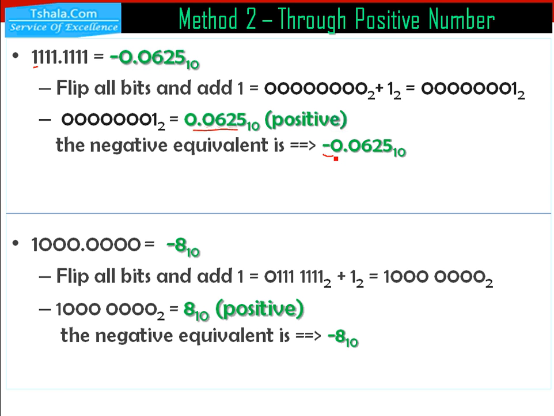With the 1000.0000, again, we do the same thing. We use the 2's complement. In fact, what we do is we flip all the bits and then add 1 to it. Anything that was 1 becomes 0. Anything that was a 0 becomes a 1. Exactly the same as we've done in the previous one.